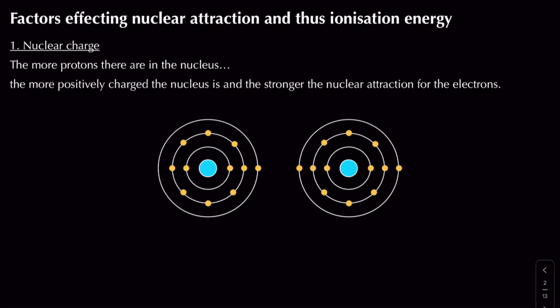I've got here two atoms. I've got sodium, and then I've also got magnesium as well. And we can see, of course, we've got the following GCSE electron configuration. Sodium, in terms of its nuclear charge, because it's got 11 protons, is going to have a +11 charge. Magnesium, because it's got 12 protons, is going to have a +12 charge.